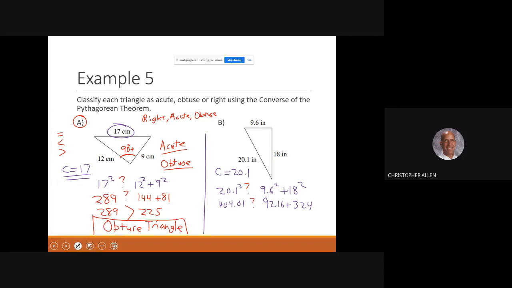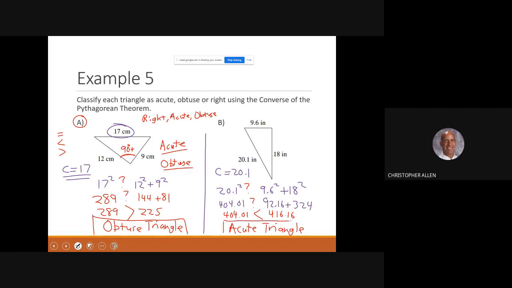So I'm going to add those two things on the right. And I get 416.16 compared to this 404.01, which is less than. So this is a huge triangle.